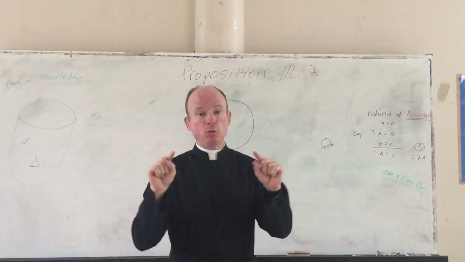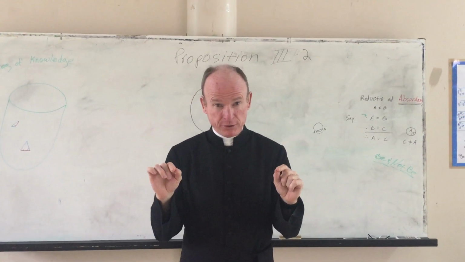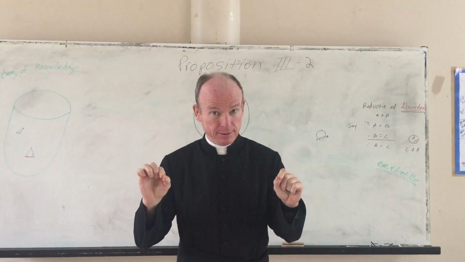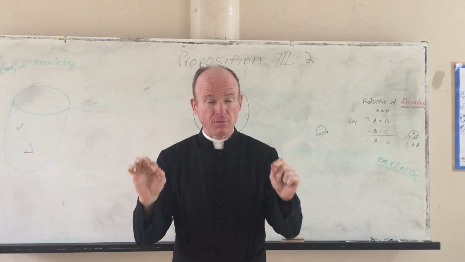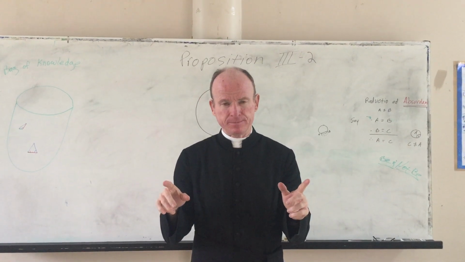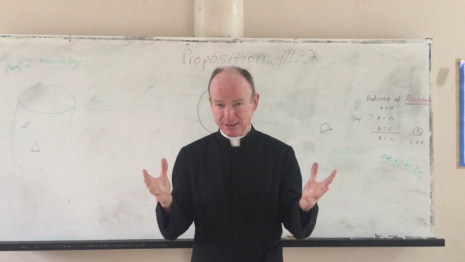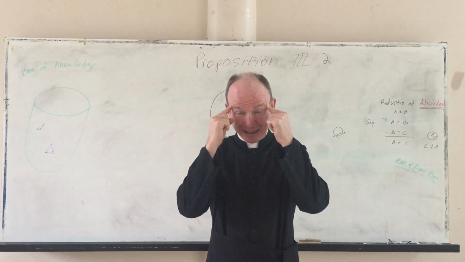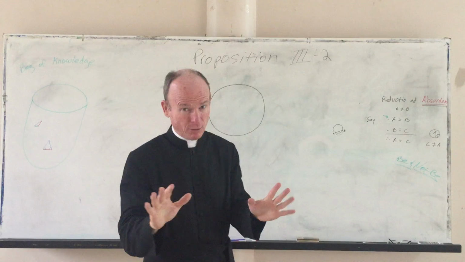In a circle, if 2 points be taken at random on the circumference, and those 2 points be joined by a straight line, that straight line falls entirely within the circle. It doesn't go outside the circle. It seems like a really easy prop, like it's obvious, but for whatever reason, Euclid wants to make sure you see it clearly with your intellect, that there's no doubt in the intellect.